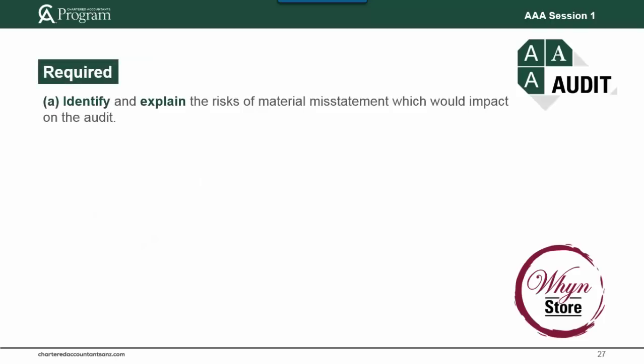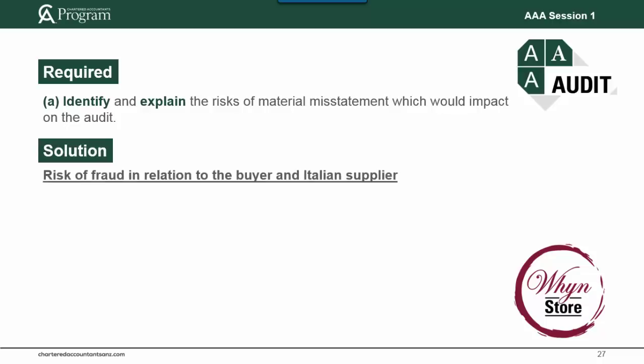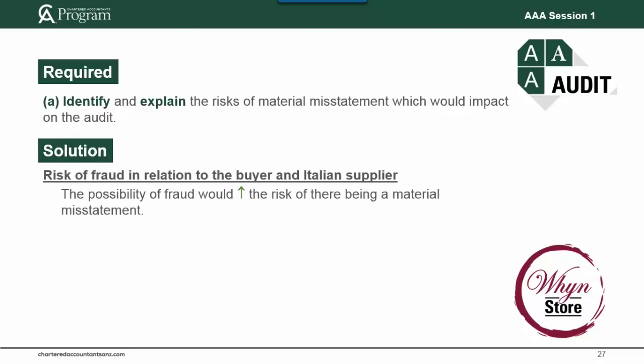Remember that our required is to identify and explain. So, of the 5 risks of material misstatements we have just identified, we now need to explain why they are a risk of material misstatement. Let's start with the risk of fraud in relation to the buyer and Italian supplier. The possibility of fraud would increase the risk of there being a material misstatement in the financial statements.